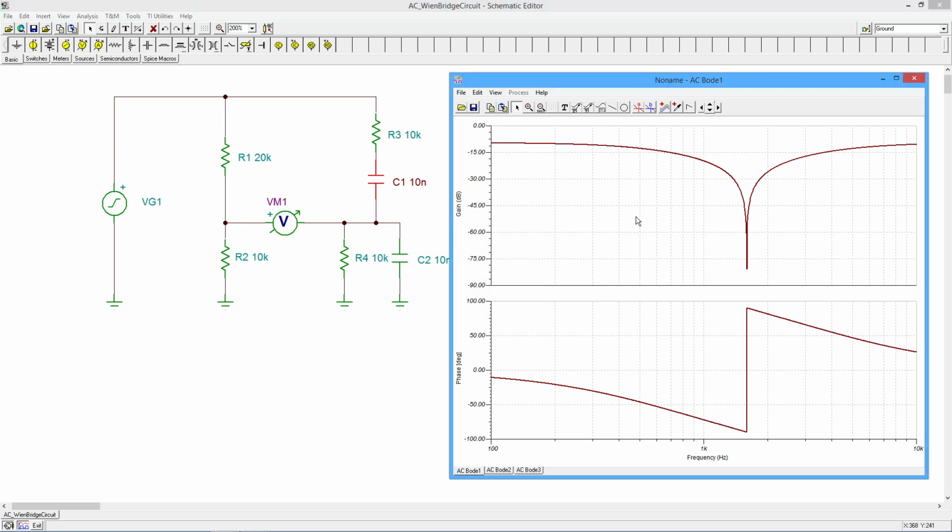All right, so where is this useful? Well, one possibility is we can use the Wien bridge as part of an oscillator. We can take this and put it in a feedback loop in an active circuit, you know, a discrete transistor or an op amp, and make a sine wave oscillator out of it.